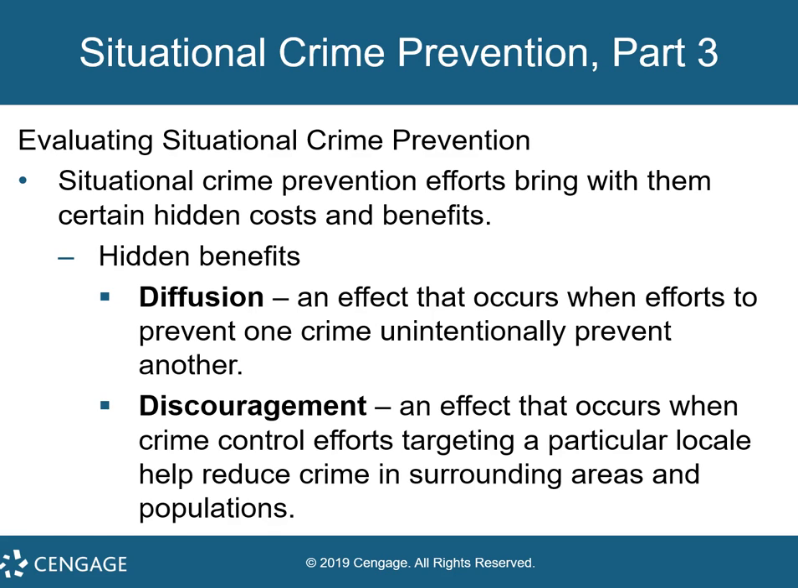The first one would be diffusion. And this is an effect that occurs when efforts to prevent one crime unintentionally prevent another one. And we're just going to give you some definitions here. Discouragement, an effect that occurs when crime control efforts targeting a particular location help reduce crime in the surrounding area or populations.